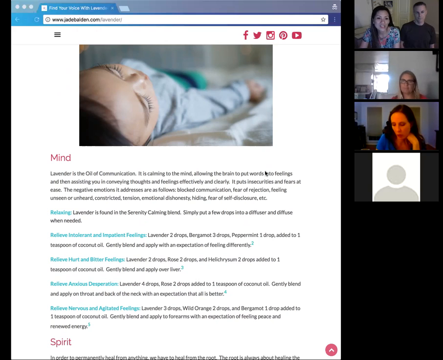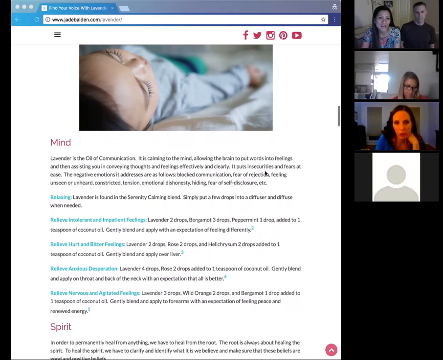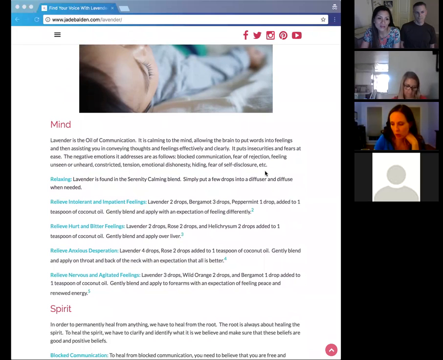So of course, you add it to your diffuser along with any other calming oils that you like, and just play around with it. So thank you to Dr. Susan Lawton. We have a blend that relieves intolerant and impatient feelings, and that's me too. So it's 2 drops of lavender, 3 drops of bergamot, 1 drop of peppermint, and mix that with coconut oil. Okay, and you can smell it and rub it on yourself, and put it in your diffuser just to help you feel more calm and tolerant. So that's something that I need.